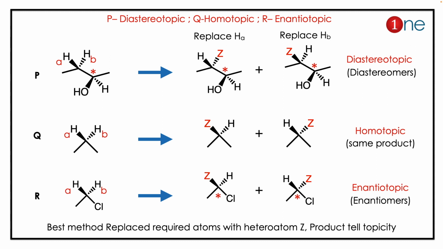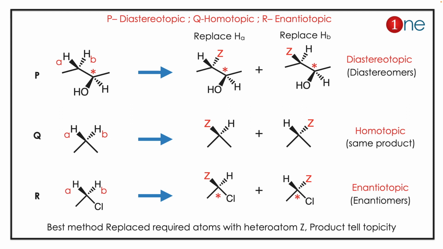The topicity can be identified by substitution. Here you are substituting A and B by Z. In the first compound, if you substitute, you get a diastereomer because it already has one chiral center. You substitute again, so it's chiral, again the chirality arises, so it's a diastereomer.